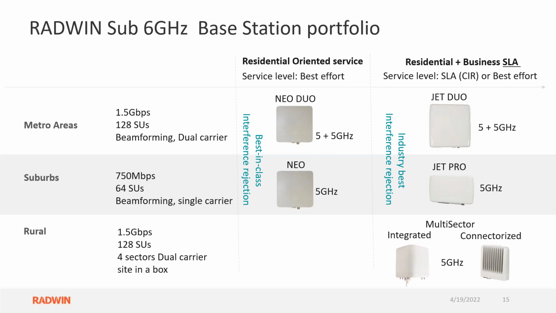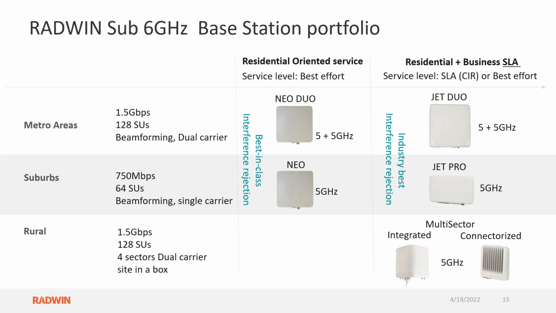When you're in a less populated area, again, you may not need to have two, so you're looking at about 750 megabits per access point. And we can do 64 subscribers on the Neo and the Jet Pro, but when you do the dual system, we're up to 128 subscribers.